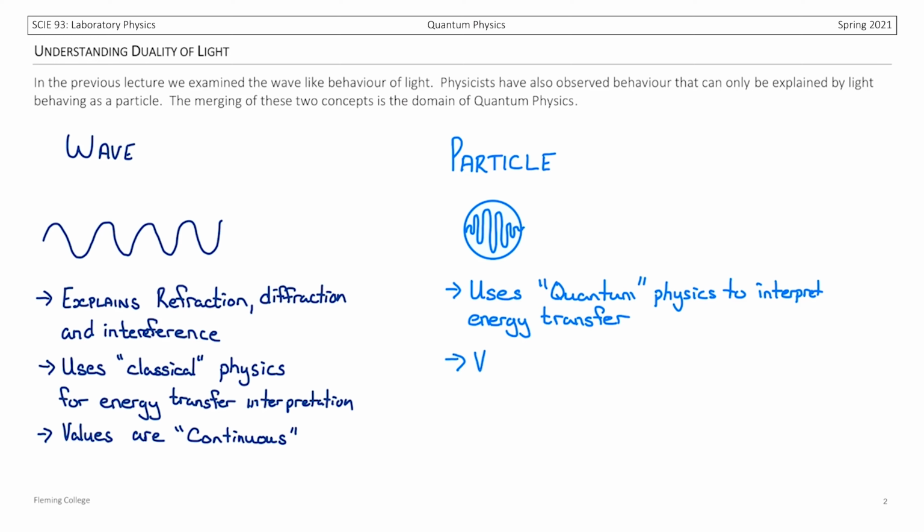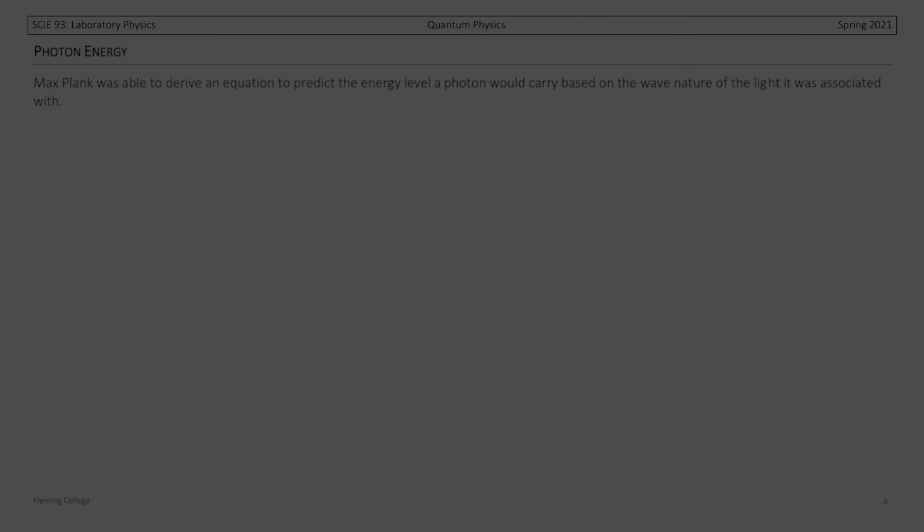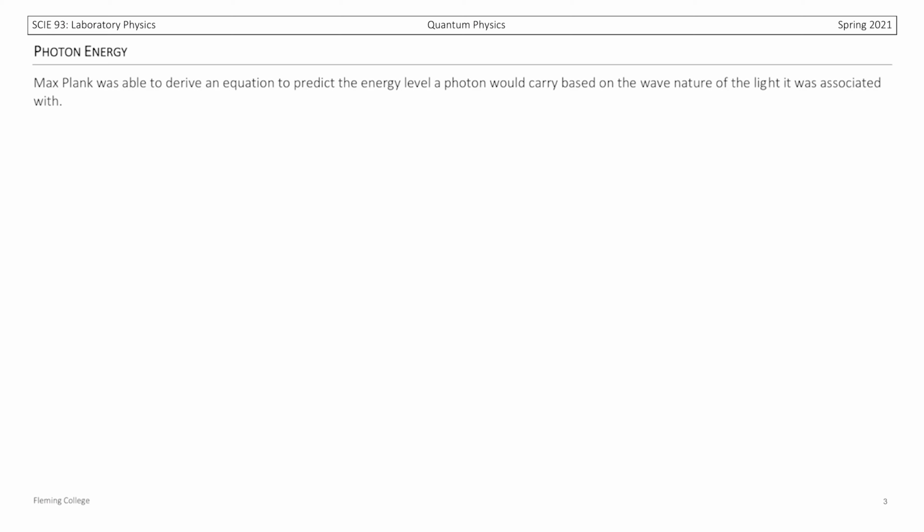The other way to talk about this is to say that the values are discrete, so they only take on integer or whole numbers. And this is where we get the quantum part, and you want to think quantum connects to minimum quantity. That minimum packet of energy is referred to as a photon.